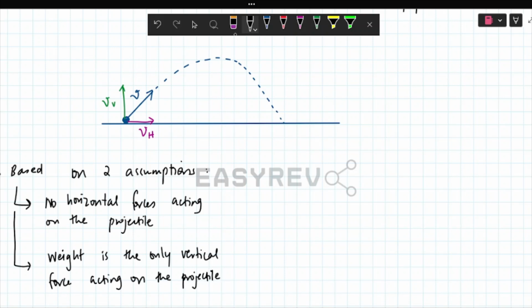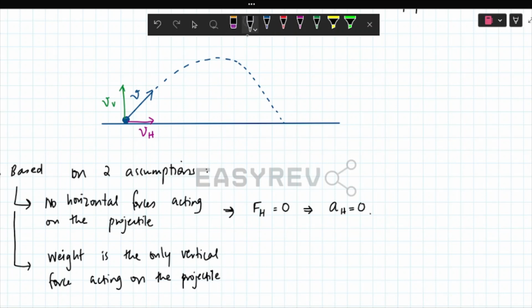Now let's study their consequences one by one. When we claim that there are no horizontal forces acting on this projectile throughout its motion, what we're saying is that automatically there is no horizontal acceleration either. This is nothing but a consequence of Newton's second law of motion, where we recall that resultant force equals mass times acceleration, right? So if there's zero force, there's obviously going to be zero acceleration, right? So it's basically that interpreted right over here.